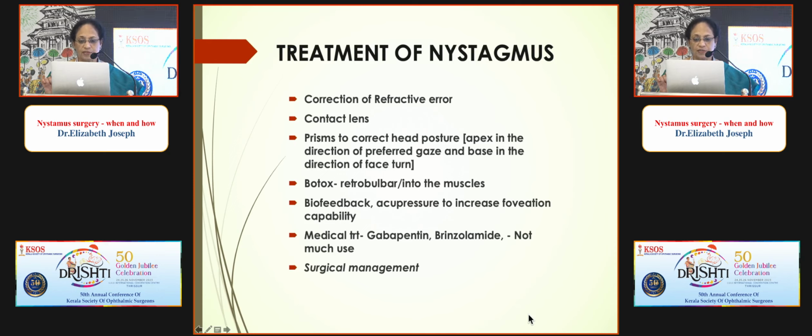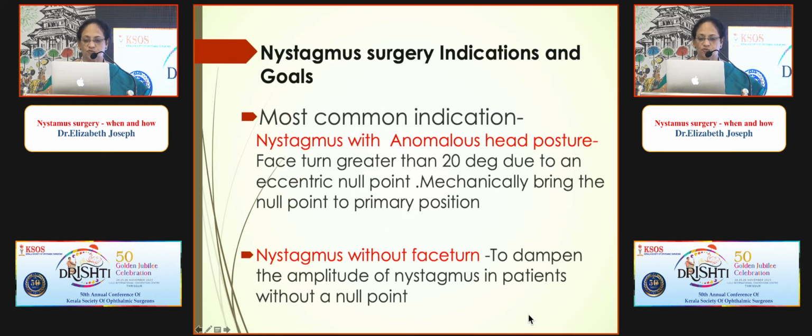If there is a small abnormal head posture, it can be corrected by prism, but not larger than 15 degrees. Botulinum toxin has got a role, but it has to be repeated, so it's not practical. Biofeedback, acupressure, etc. have no role at all, and these are not effective. The medical treatment also is not effective, not of much use. The surgical management is very useful.